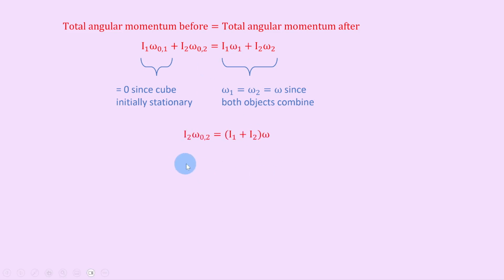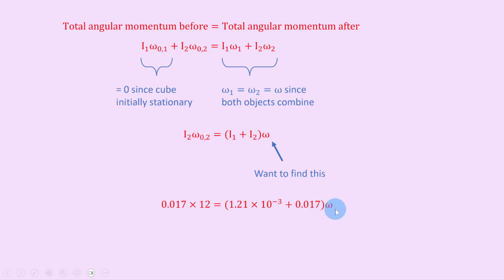So rewriting this, it becomes I2 omega naught 2 is equal to I1 plus I2 times omega, where we've just factorised this right hand side since we're saying that this would become I1 omega plus I2 omega, and then we're just using brackets to factorise it, so we're saying I1 plus I2 times omega. And remember, it's this omega here that we want to find. And substituting in our numbers gives 0.017 for the moment of inertia of the disk, times 12, which is the initial angular velocity of the disk, is equal to 1.21 times 10 to the minus 3, which remember we just calculated as the moment of inertia of the cube, plus the moment of inertia of the disk again times omega.